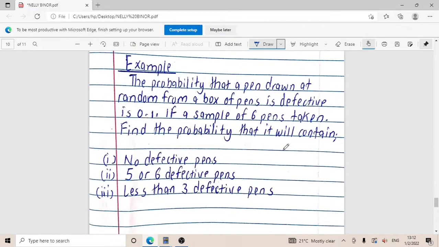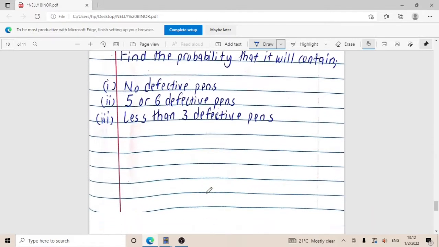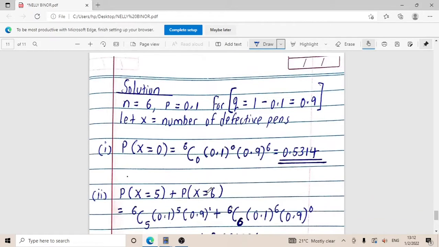So here we're having an example: the probability that a pen drawn at random from a box of pens is defective is 0.1. So this is the probability of success. If a sample of 6 pens is taken, find the probability that it will contain no defective pens, 5 or 6 defective pens, less than 3 defective pens. So this is how we are going to do it, a simple way, and even we save time.